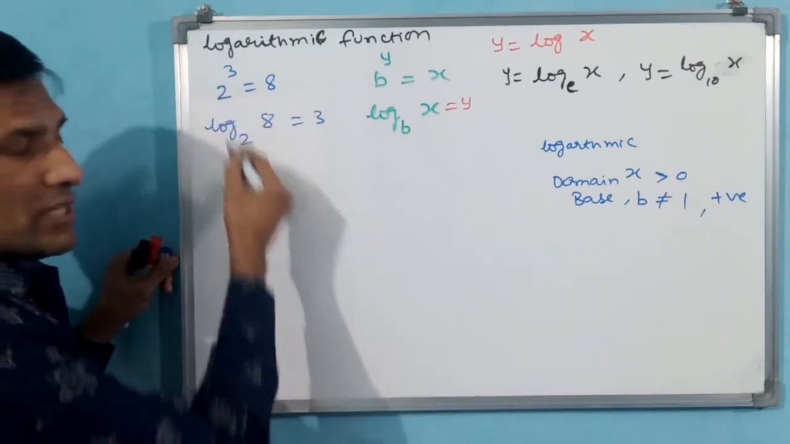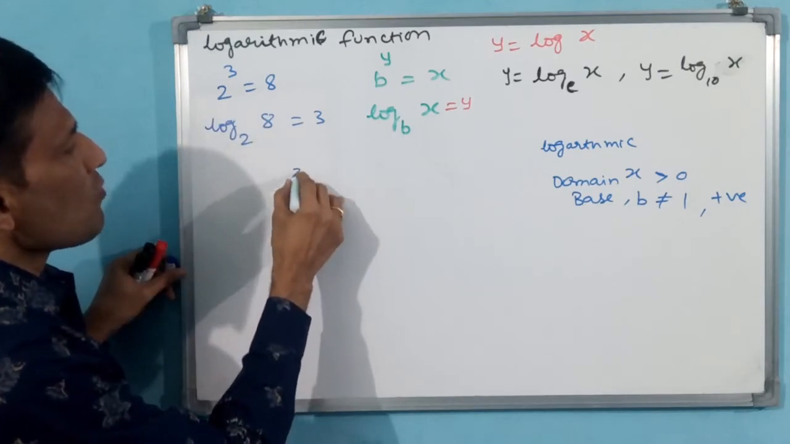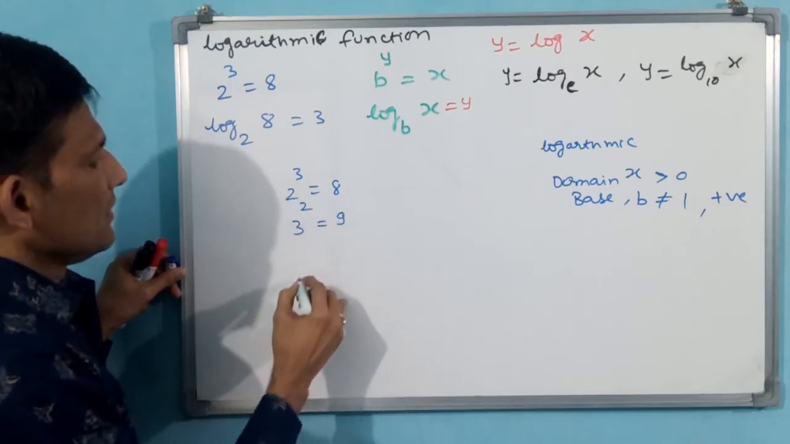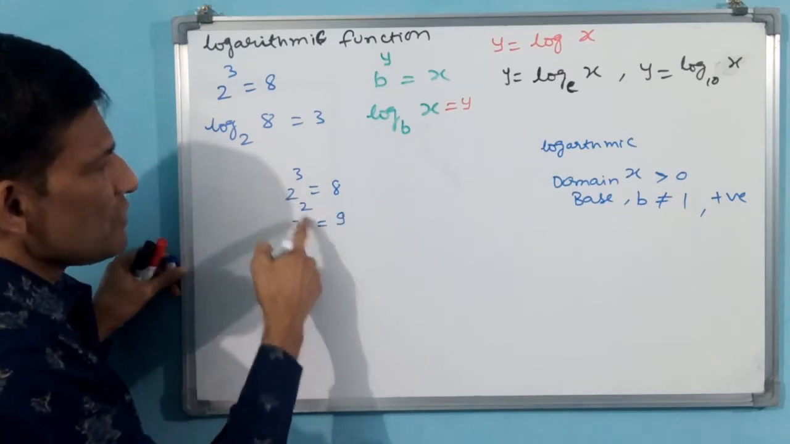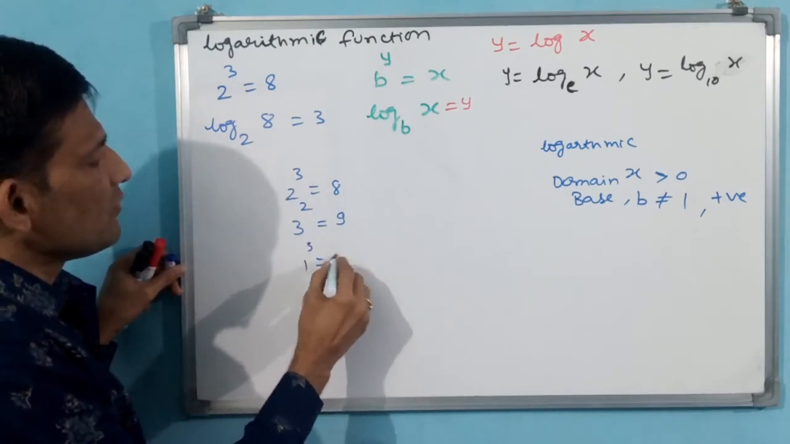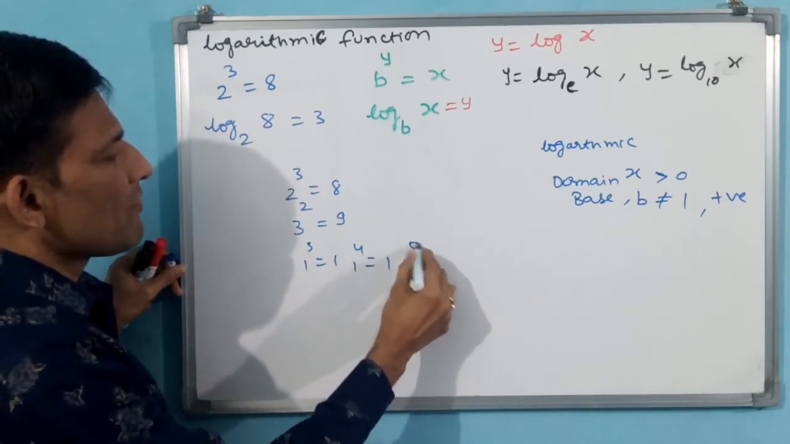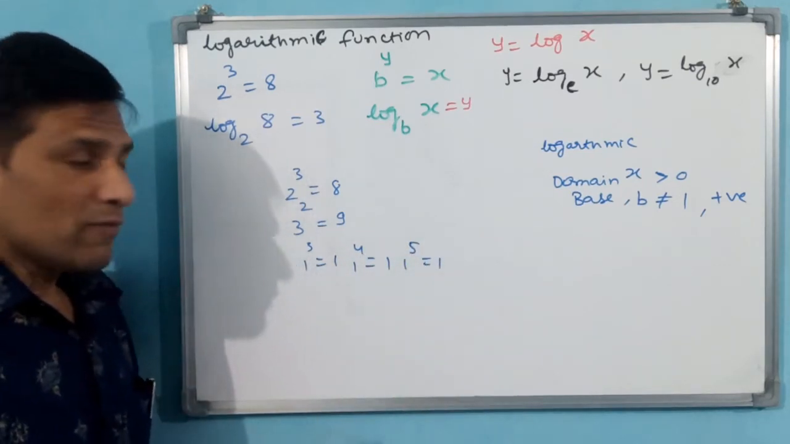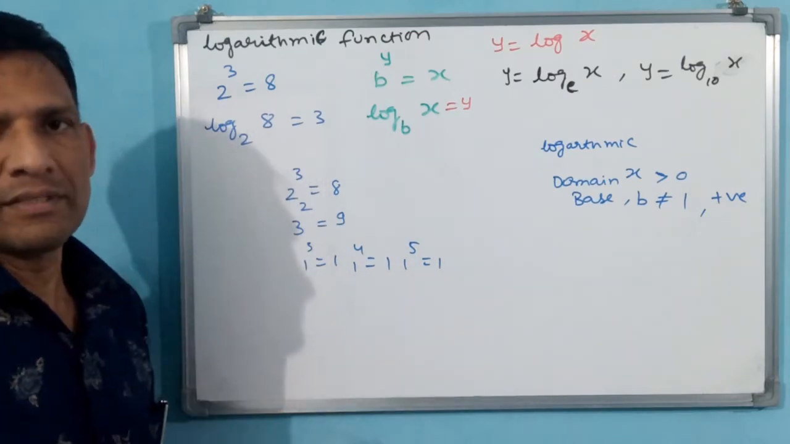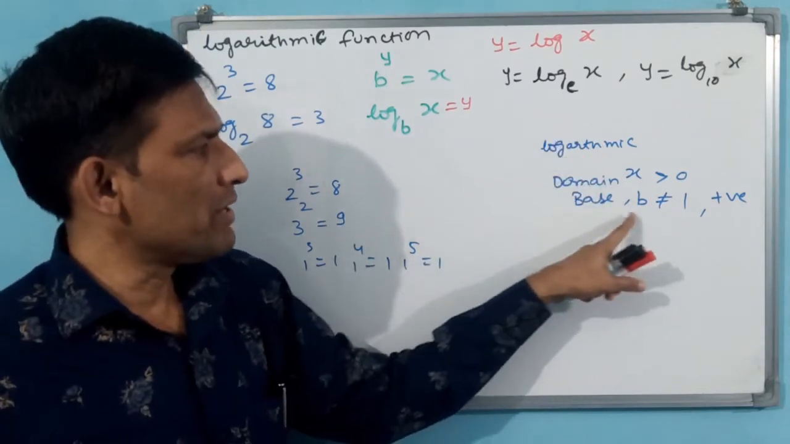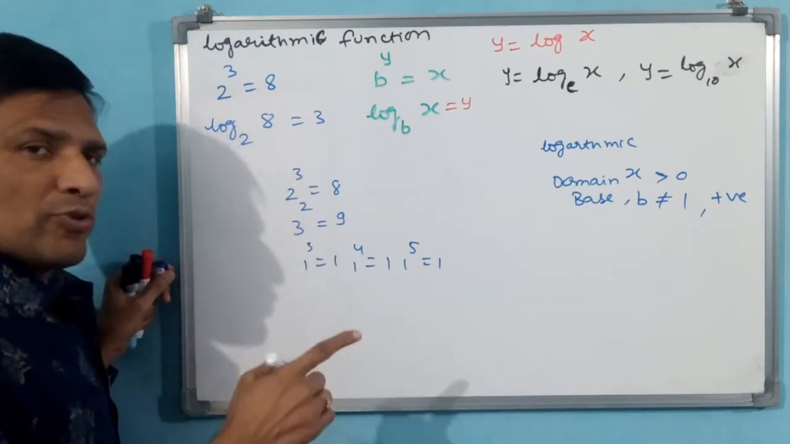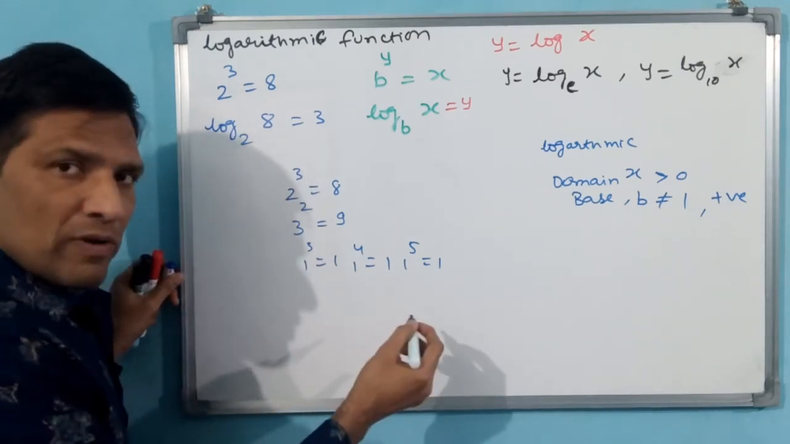See here, base 2, 2 power 3 is equal to 8. Base 3, 3 power 2 is equal to 9. That means if you change the base and the power, the values change. If you take base 1, 1 power 3 is also 1, 1 power 4 is also 1, 1 power 5 is also 1. That means if you take base 1, it is not going to give any changed result. That is why you cannot find anything, and that is why for the logarithmic function the base should not be equal to 1. Keep that in your mind. All positive real numbers you can take, and between 0 and 1 also you can take.